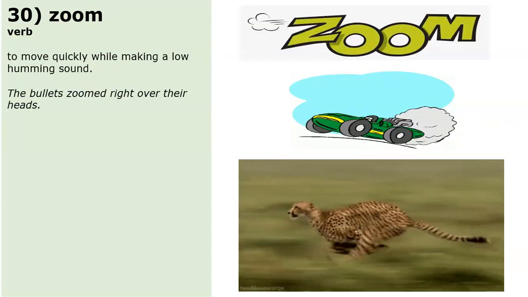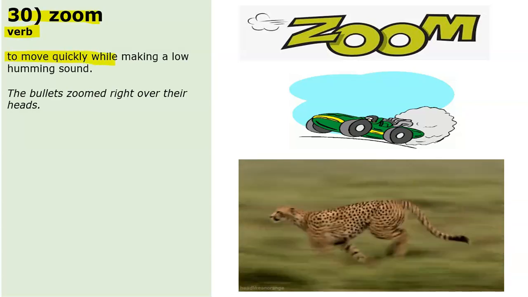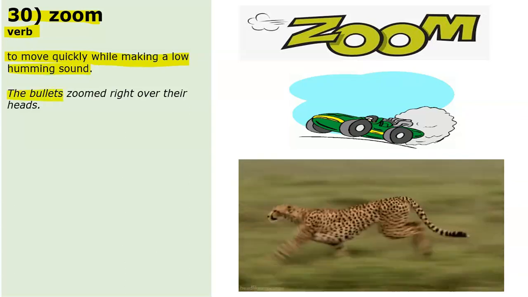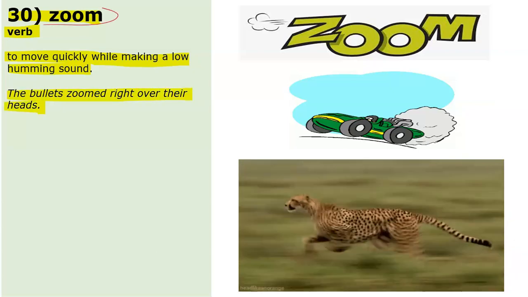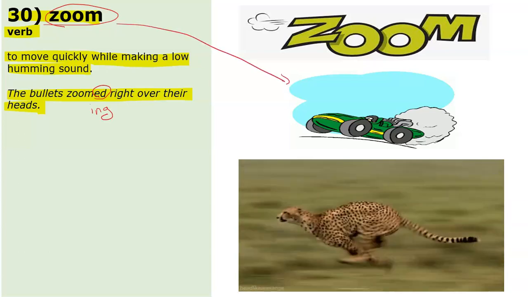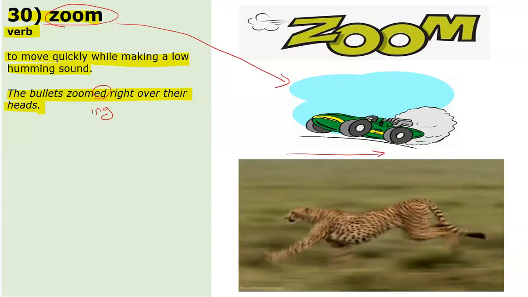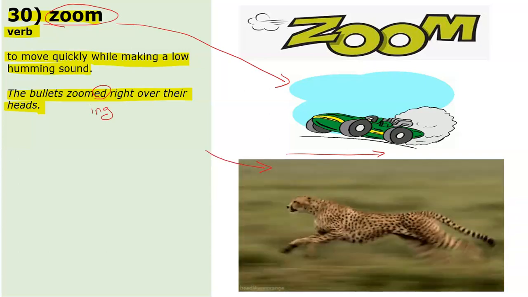And number 30 is zoom. Zoom is a verb and it means to move quickly while making a low humming sound. For example, the bullets zoomed right over their heads. So something that is zooming, we usually put zooming together with ed or ing. We can say it is very fast. I can say the car zoomed down the road. That means it was going very fast. Or I can say the cheetah zoomed past the meadow.